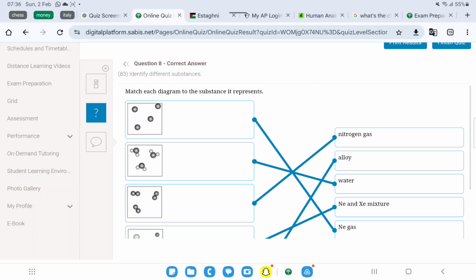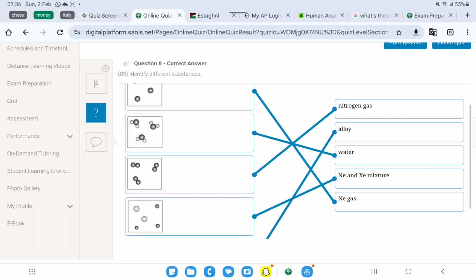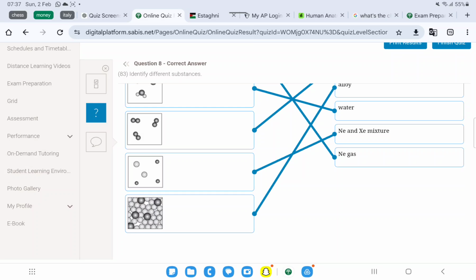Water, we know that water is H2O, so we have one H and two O bonded together to form a molecule in a Mickey Mouse shape. And then we have an alloy. An alloy is a solid in solution, and this is the only solid we have here anyways, it's just solid.